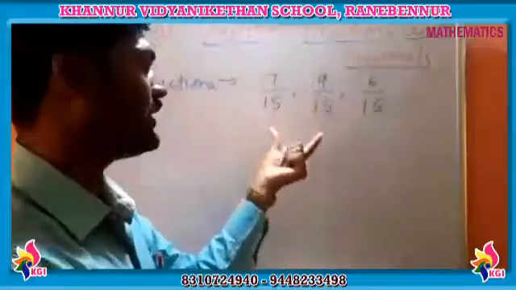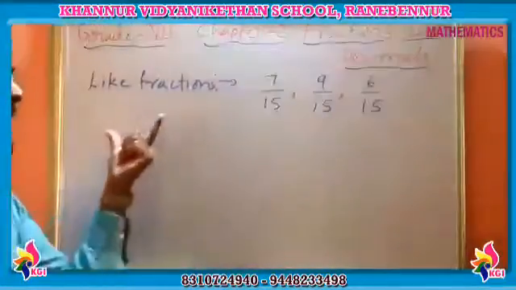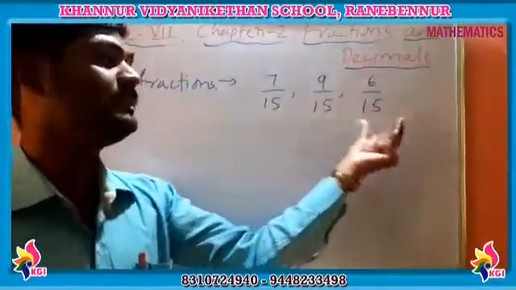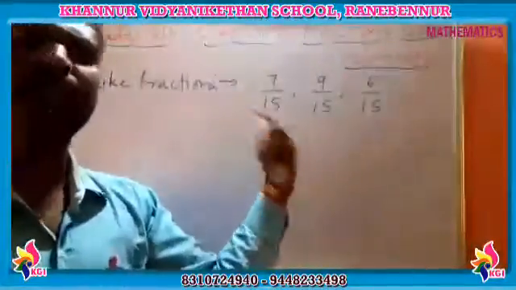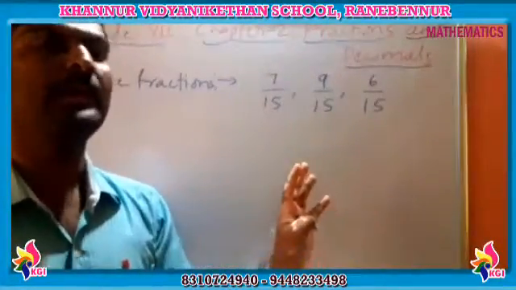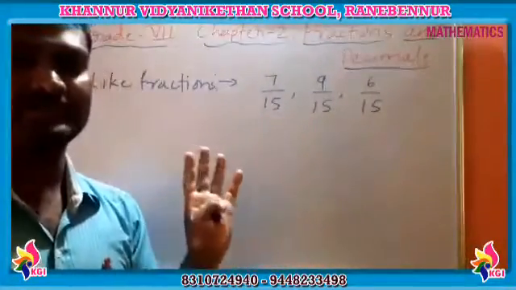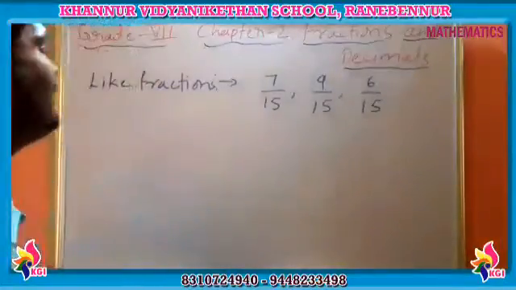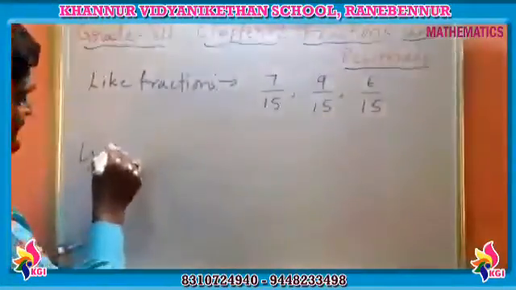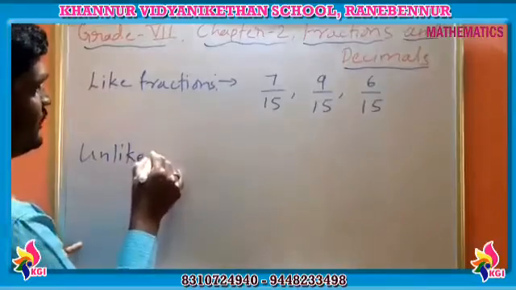Okay, children. So what are like fractions? Fractions containing the same denominator, and different numerators can be there. Okay, they are called like fractions. Understood now? Okay, we can go for unlike fractions. It is quite easy, I think so.